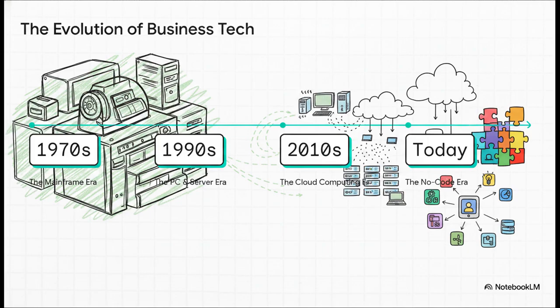To really grasp how big of a deal this is, it helps to zoom out and look at history. Every 20 years or so, there's this huge shift in business tech. We went from giant mainframes to PCs on every desk, then to cloud computing. And each one of those shifts made technology a little more accessible. Well, we are right now, today, entering the next big one, the no-code era. And this one is all about giving the power to create to pretty much everyone.